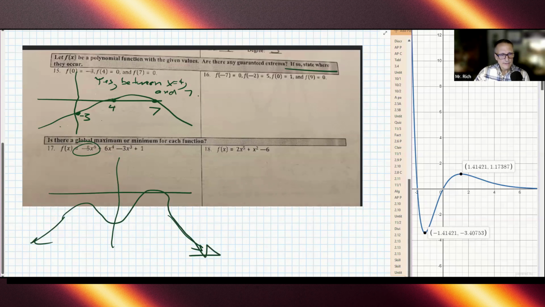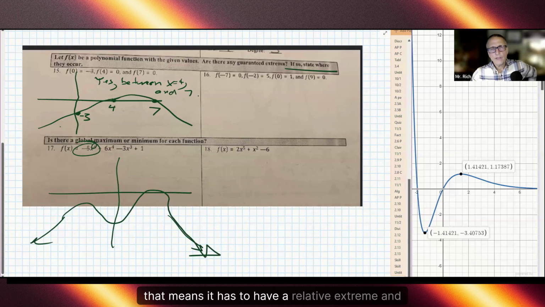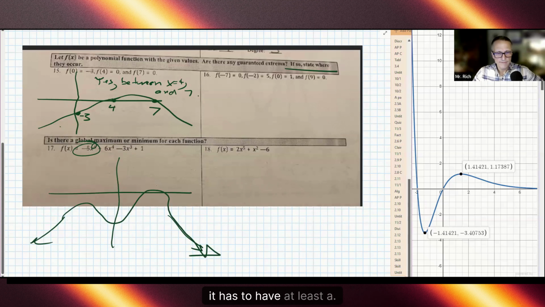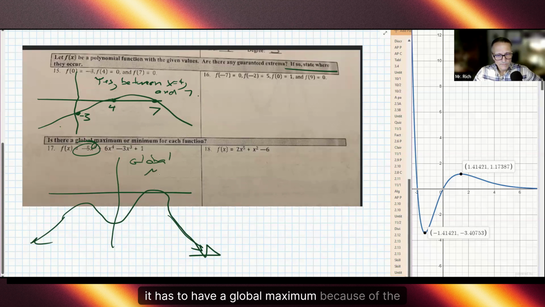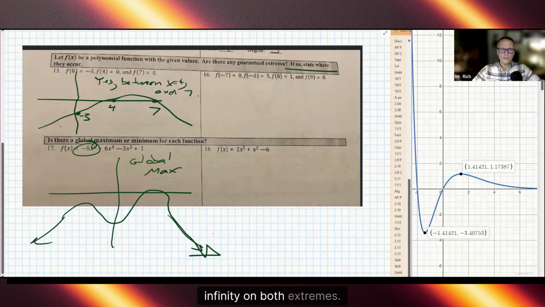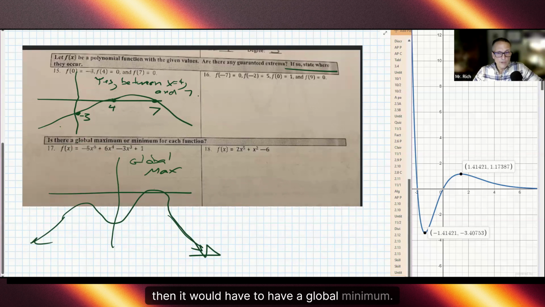However, if it is an even degree polynomial, that means it has to have a global, not relative, global maximum, because it is going in the negative direction towards negative infinity on both extremes. If this was a positive 5x to the 6th, then it would have to have a global minimum. This next one does not have to have a global max or min because it's an odd degree polynomial.